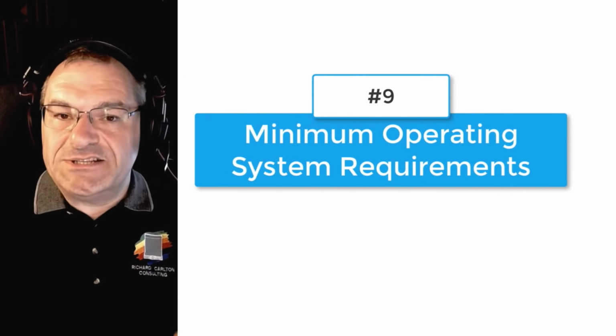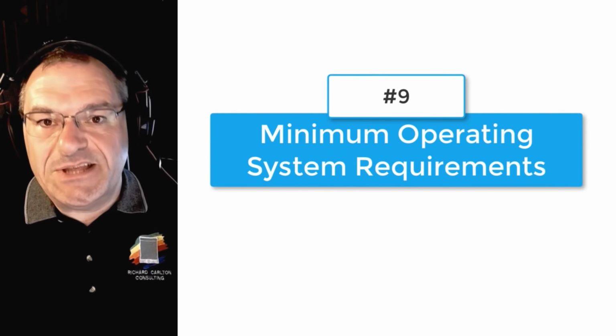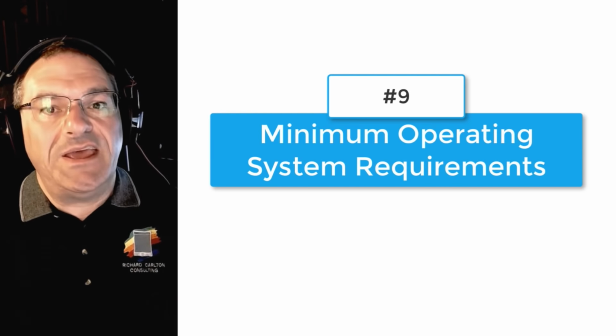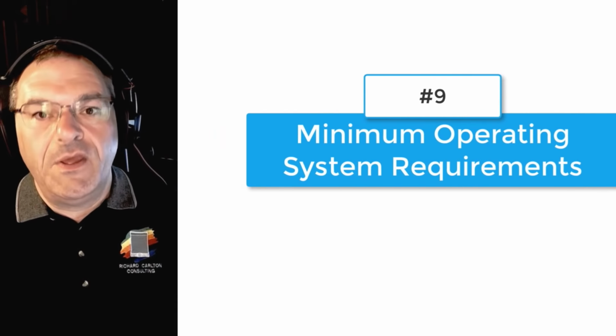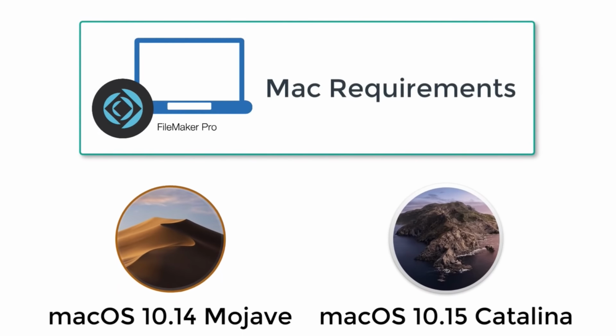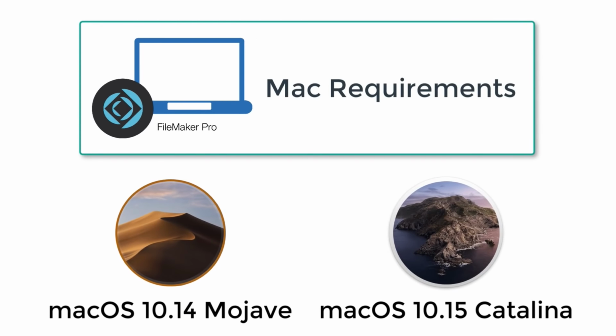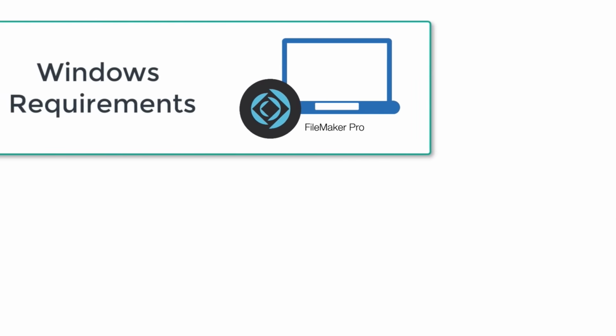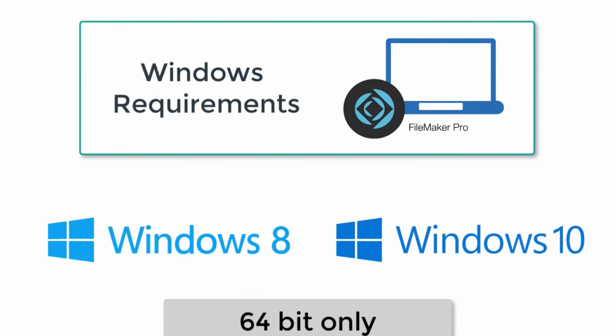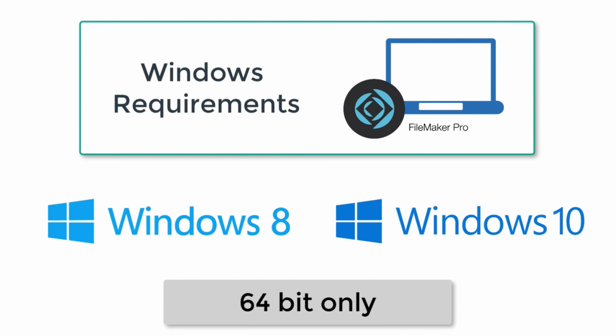Number 9 on our list are the minimum operating systems that you need to be using in order to take advantage of the FileMaker 19 platform. So if you're on Mac, it's going to be Mac OS 10.14 or 10.15. That's Mojave or Catalina. If you're on Windows, there's a change here. The minimum operating system is Windows 8.1. Windows 7 is no longer supported. So you have Windows 8.1 or Windows 10, and with that, you should be in good shape running FileMaker Pro.